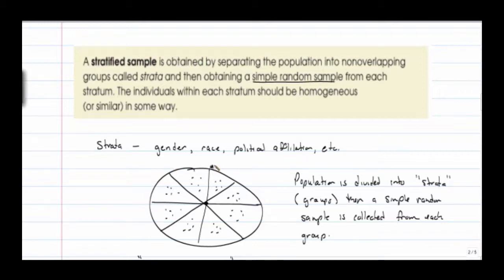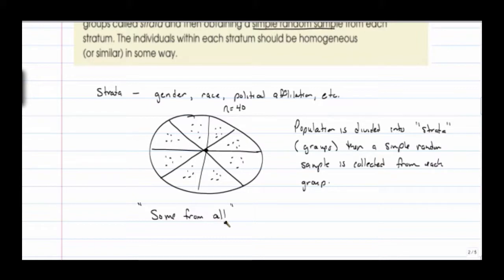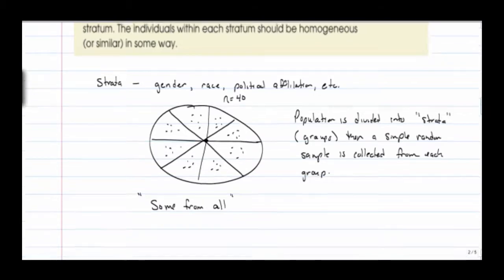So that population is divided into groups. So for example, here I have 8 groups, and then you take a simple random sample. Let's say I chose 5 from each of the 8 groups for a sample size of 40. So my sample size is 40, and I'm going to choose 5 from each of the groups. So the population is divided into strata, which we call groups. Then a simple random sample is collected from each of the groups. So in this situation, we're going to take some members from all groups, so that every layer, every stratum, every group is represented in the sample.